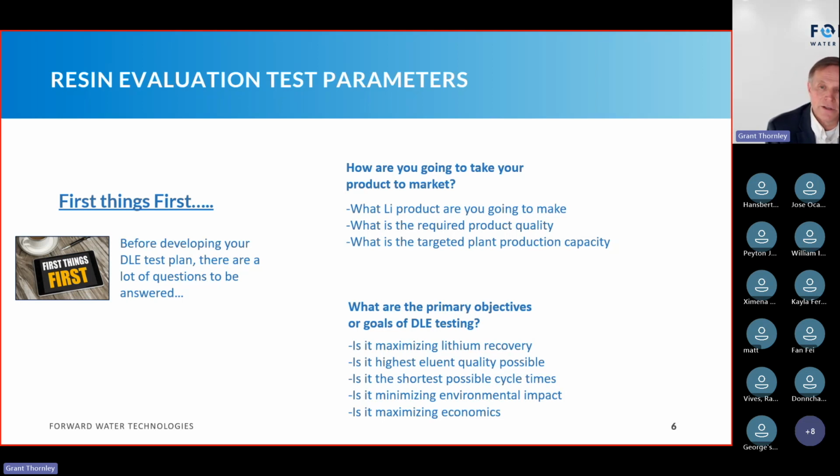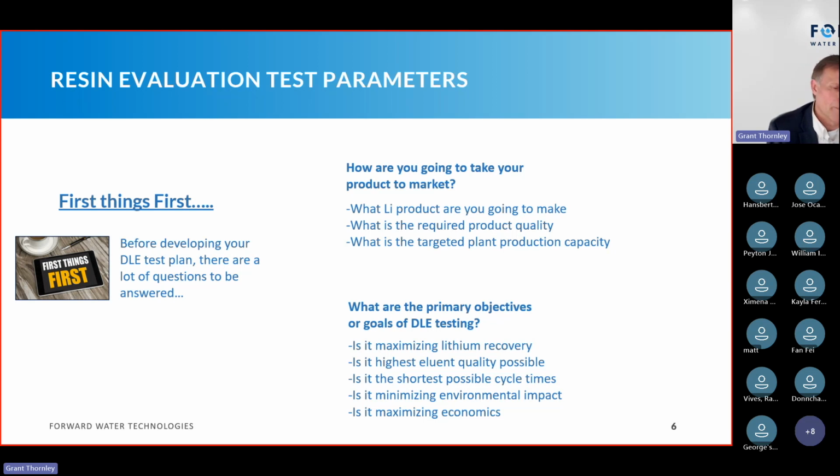Primary objectives, getting into the meat and potatoes of it: what is the other component? When I'm doing the testing, setting up and optimizing my process, I can't optimize my DLE operations for everything. I need to understand what my primary goal is and what my secondary goals are. That way I can tune and optimize the DLE materials and operations accordingly. So, am I just trying to maximize the lithium recovery? Am I trying to get to the highest eluate quality?